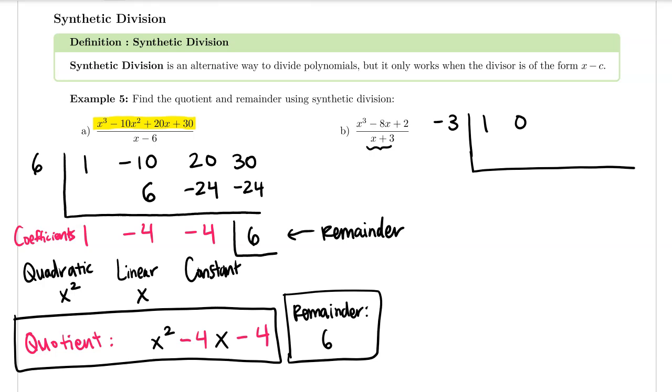Our next coefficient is -8, and then our last coefficient is 2. So I'm going to add vertically. 1 plus nothing is 1. Then I'm going to multiply diagonally. -3 times 1 is -3.